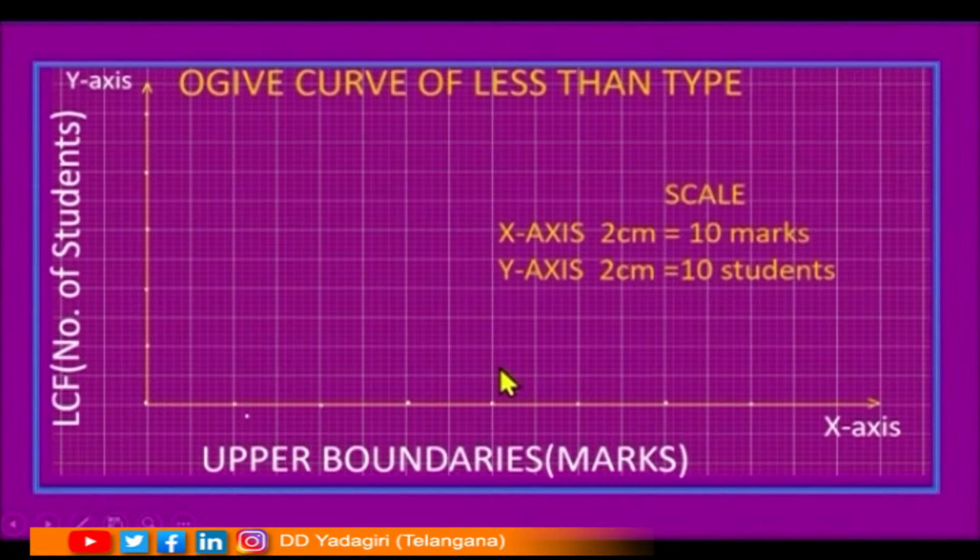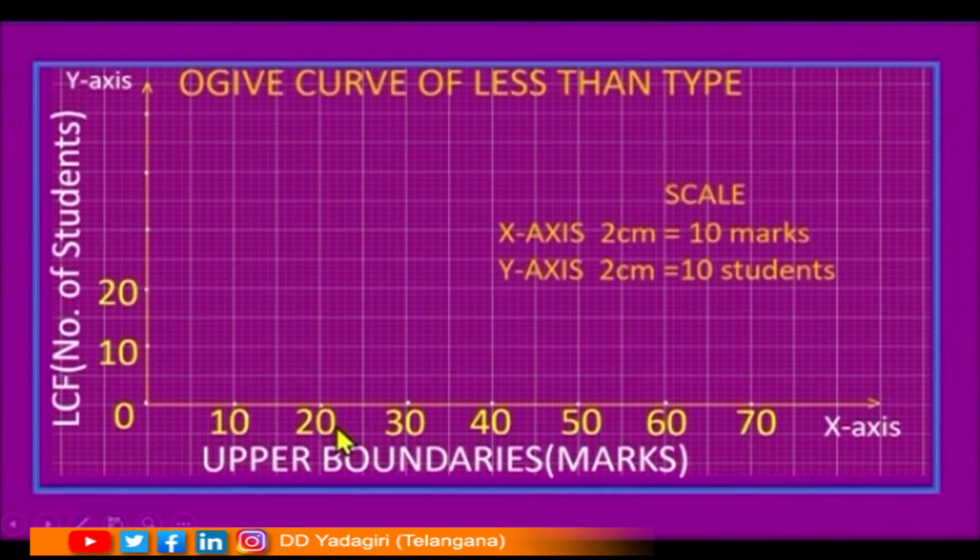So you see that we have taken the upper boundaries as 0, 10, 20, 30, 40, 50, 60 and 70, and the number of students on y-axis as 10, 20, 30, 40, 50. So there is a clear gap of 2 centimeters for each of the points. Likewise there is a clear gap of 2 centimeters. Now we are going to represent these points. The first point is 10, 4. So x value is 10, y value here is 4. Roughly you have to see where exactly 4 is, right?